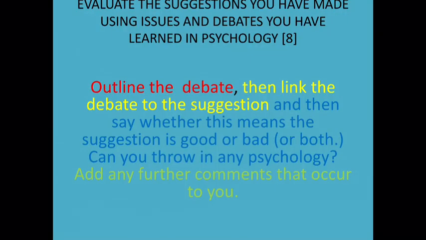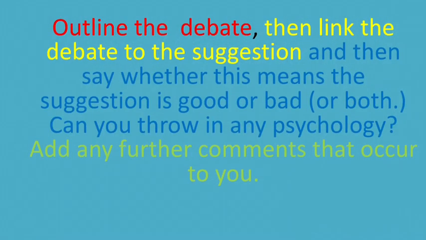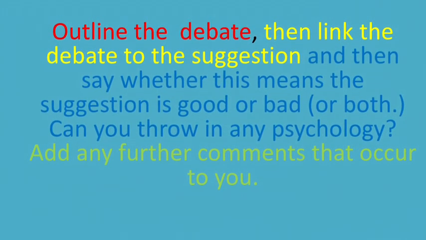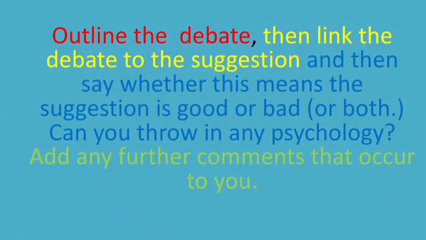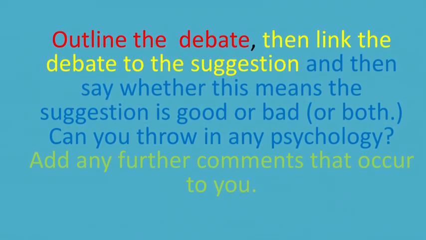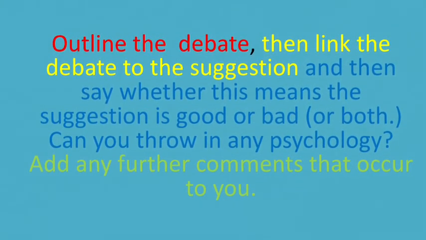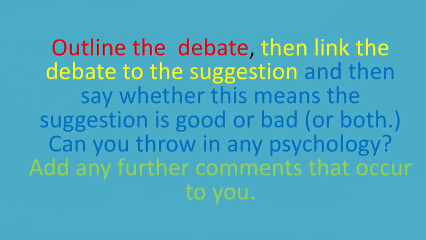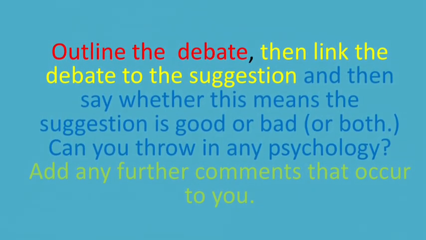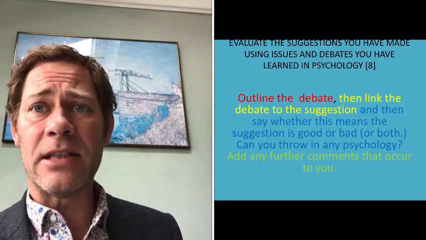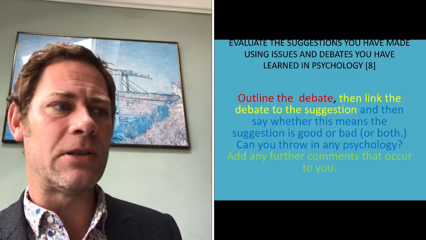But here's what I would definitely do. Outline the debate, because there's some marks here for knowledge as well as application and evaluation. Then link the debate to your suggestion. Something along the lines of, therefore nurture would not support social learning theory, and then you go into a little bit of detail explaining why: if it's genes, then obviously any external influence isn't going to have an effect. Can you throw in any psychology, anything from a study that would support it?